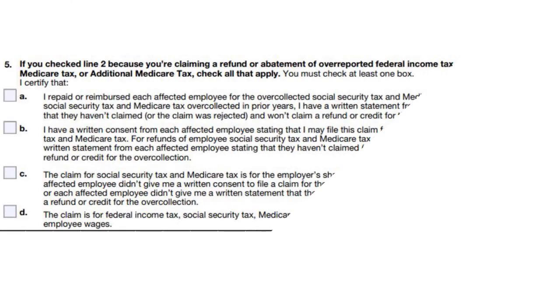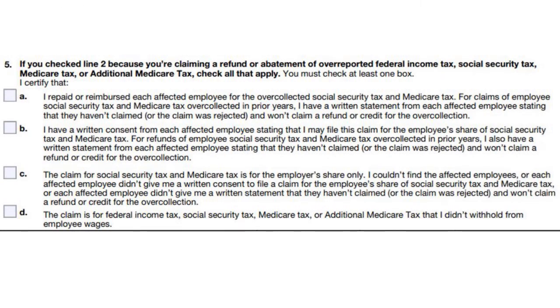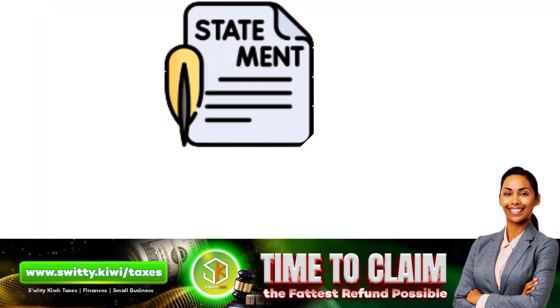And so line 5 here. If you check line 2, because let's say you are claiming a refund or abatement, then you have to go to the specific section that is applicable. But since we did not check line 2, we ignored that part. Okay. And it's really important to understand that when we talk about Form 941, everything depends upon your specific situation, and in some cases, you might have to attach a statement to your Form 941X.